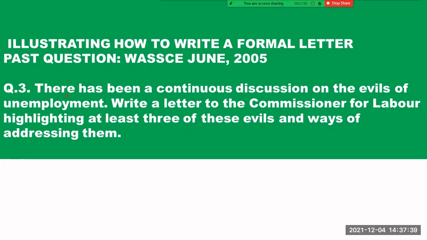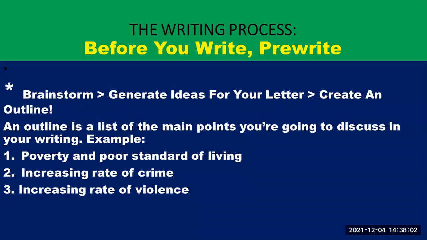Now this is the question. There has been a continuous discussion on the evils of unemployment. Write a letter to the Commissioner for Labor, highlighting at least 3 of these evils and ways of addressing them. So you see, you are asked to write to the Commissioner for Labor in your state. Okay, so let's look at the writing process.